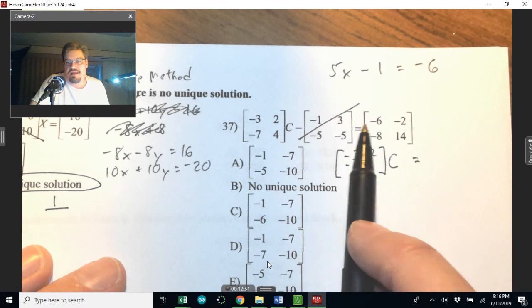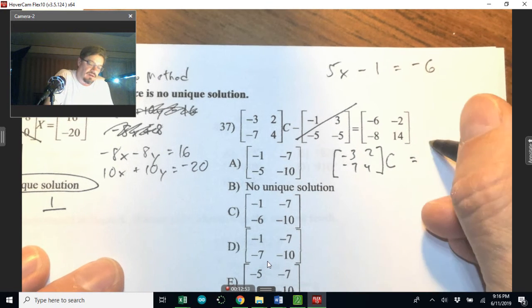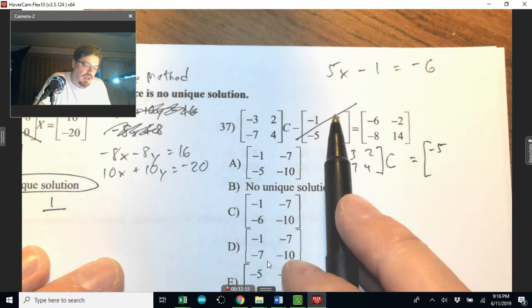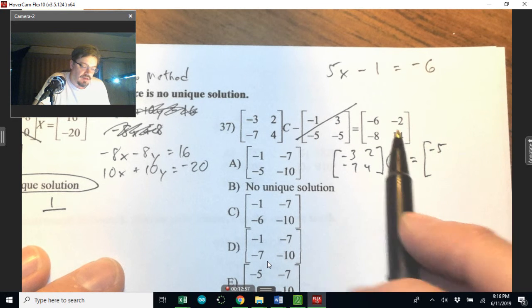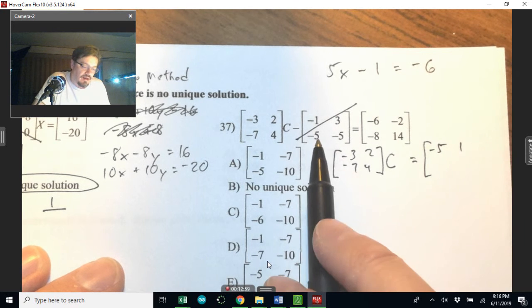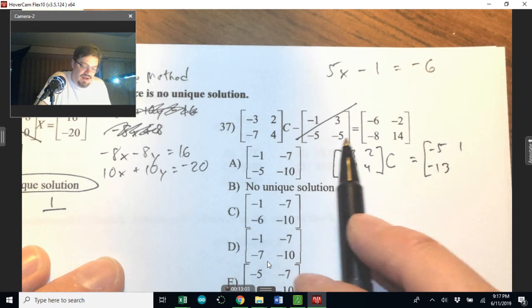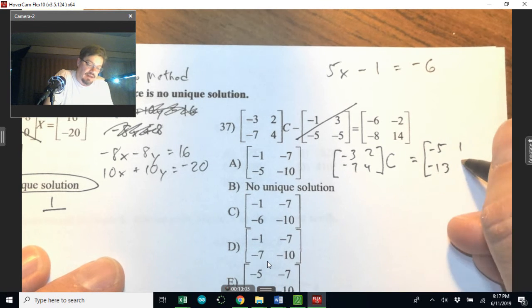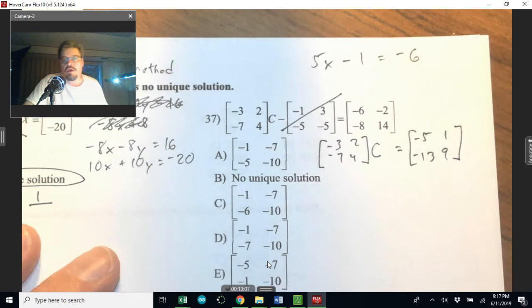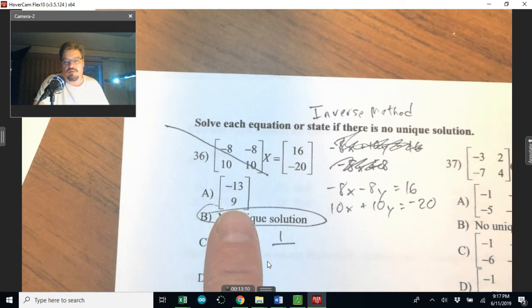I'm going to add a negative 1 to negative 6. That's going to be negative 5. Add a 3 to this, and that's 1. Add negative 5 to here, and I get negative 13. Add negative 5 to 14, and I get 9. Okay, so now I'm back to what this problem is right here.